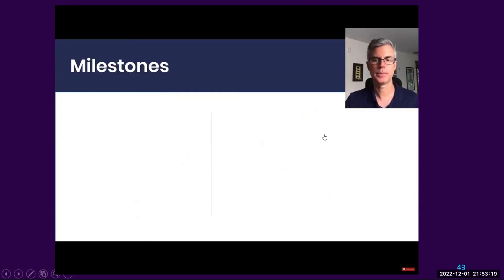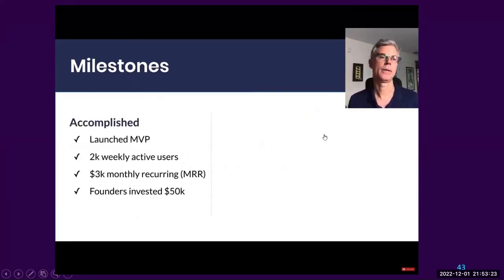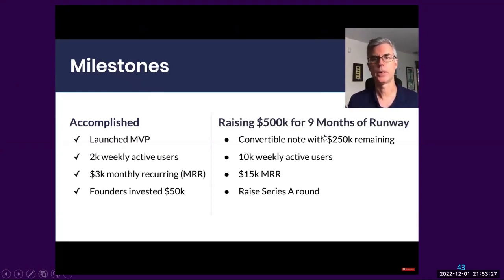So this is the template that I recommend. It's called the milestone slide. And on the left, you show what you've already accomplished without the investor's money. On the right, you show how much money you're asking for and what it's going to get you. How much runway does it get you? What KPIs does it get you to? And will you raise a next round as part of this? So let's break this down.